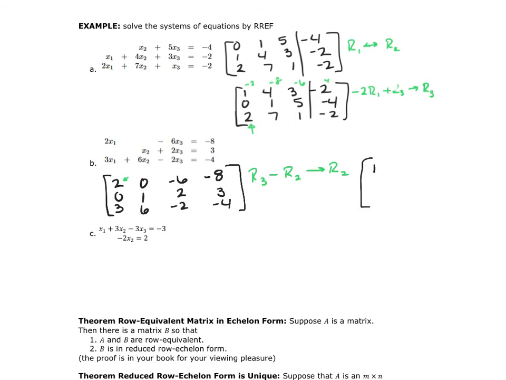1, 6, negative 2 minus a negative 6 becomes a positive 4. Negative 4 minus a negative 8 is going to be a positive 4. My second row I didn't do anything with, so that's 0, 1, 2, 3. My last row is 3, 6, negative 2, and negative 4.